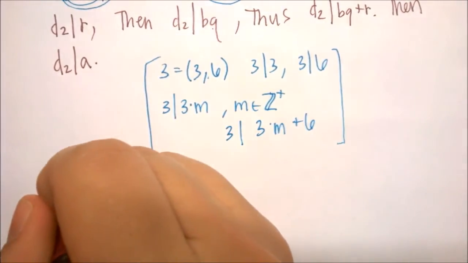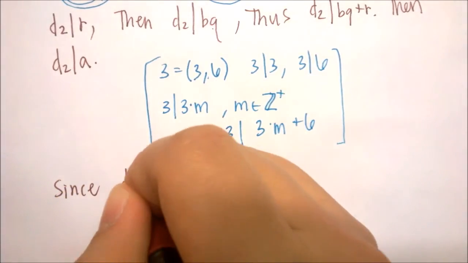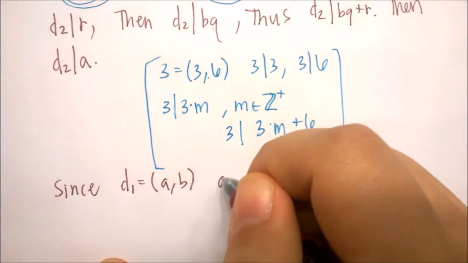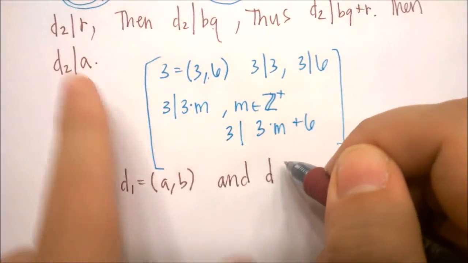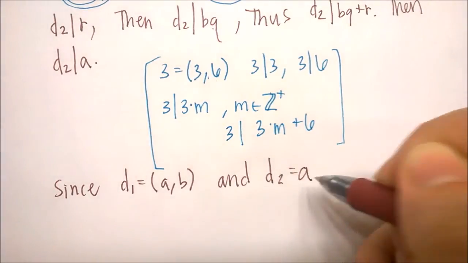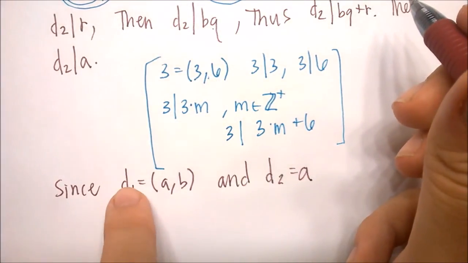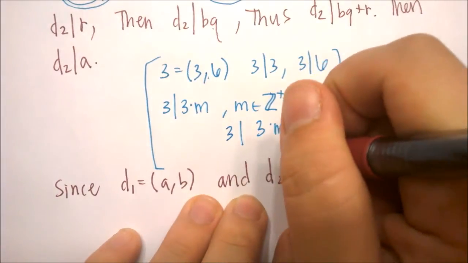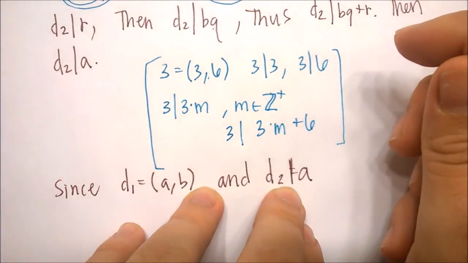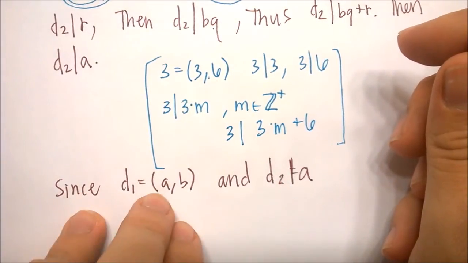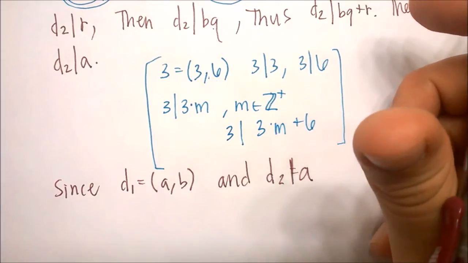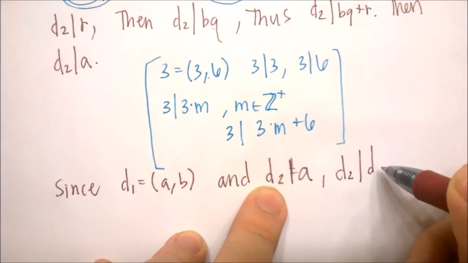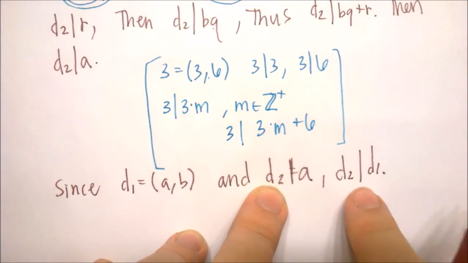So since D1 is equal to the GCD of A and B, and we showed just now that D2 divides A, well, then we know that D2 divides D1 because D1 is the GCD of A and B. D2 divides A. So we know that D2 must divide D1. And like I said, plug in some numbers if you need convincing of these things. So D2 divides D1. That was the first thing we wanted to convince ourselves of.